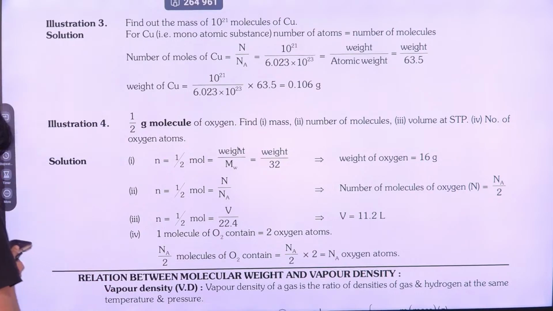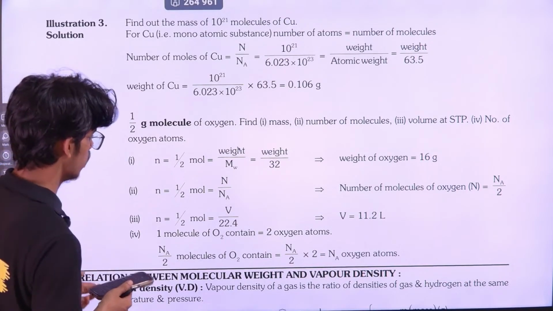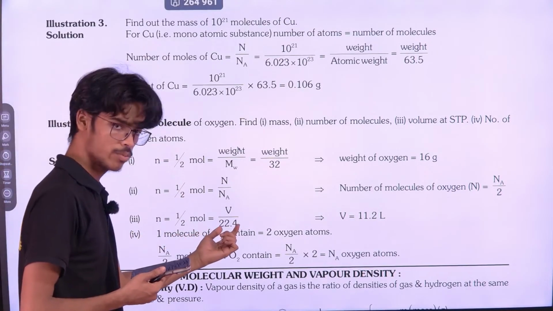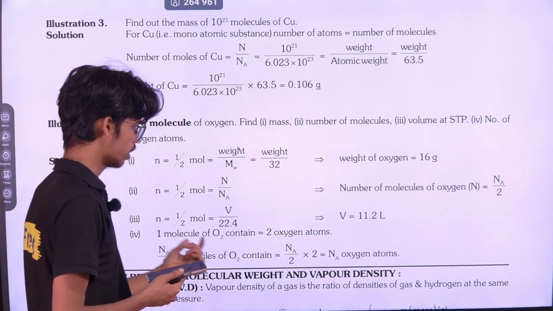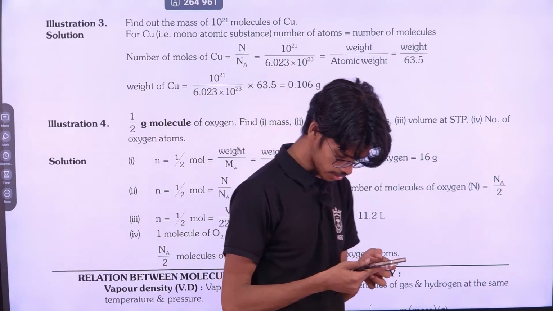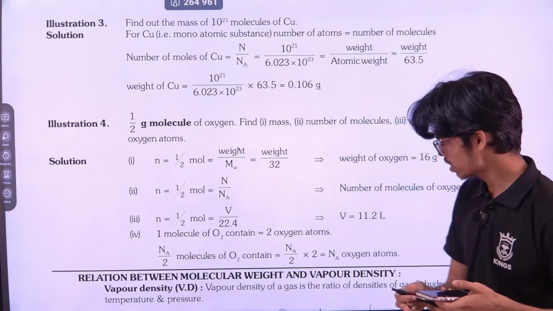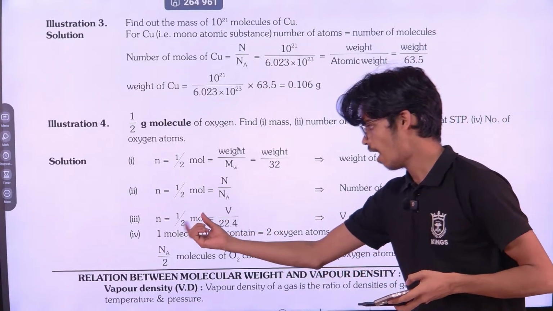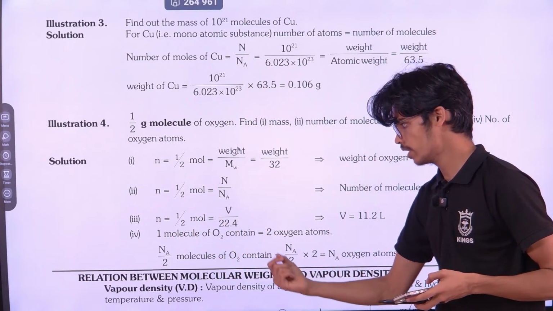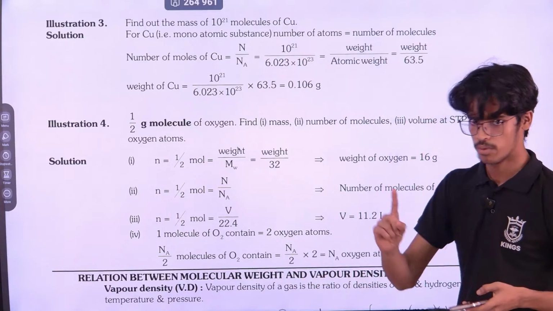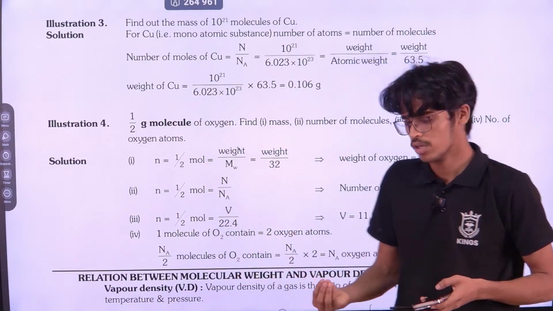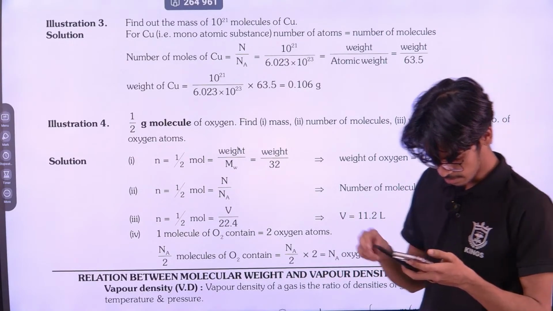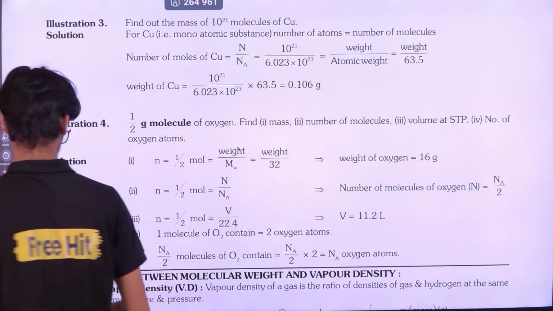Now at STP 4.48 liter? For 1 mole 22.4 liter, for half mole it will be 11.2. Is there any confusion, guys? Are you able to understand this? Why are you guys answering 4.48? See, 1 mole is 22.4 liter. Half mole will obviously be 11.2, half of the actual volume. There is some confusion, guys. Watch it out.